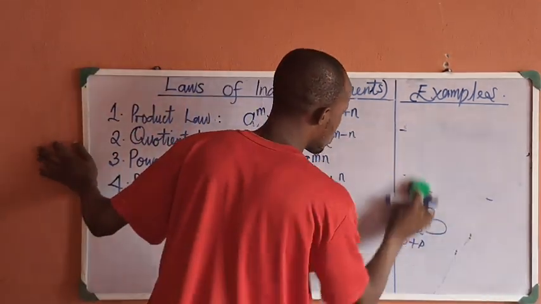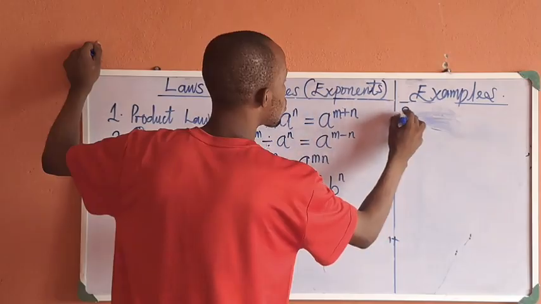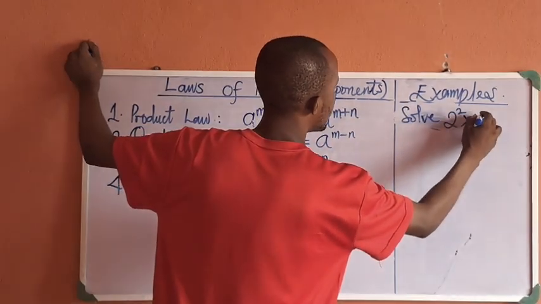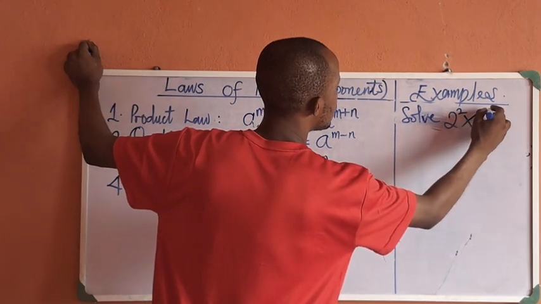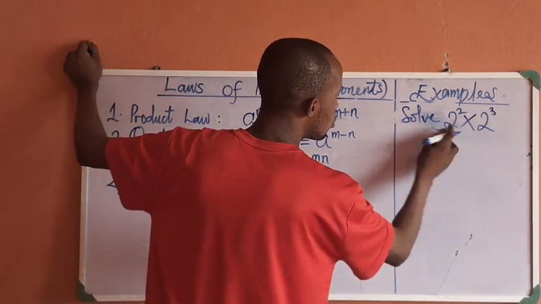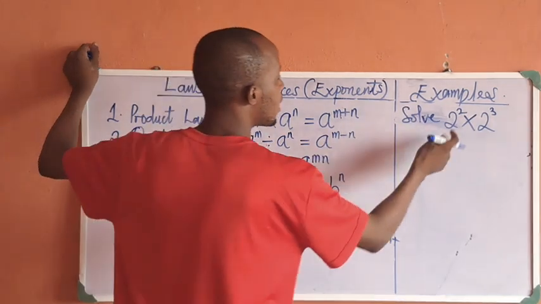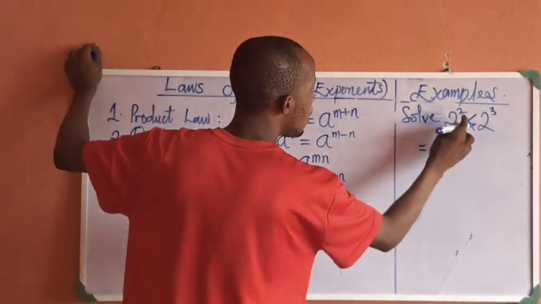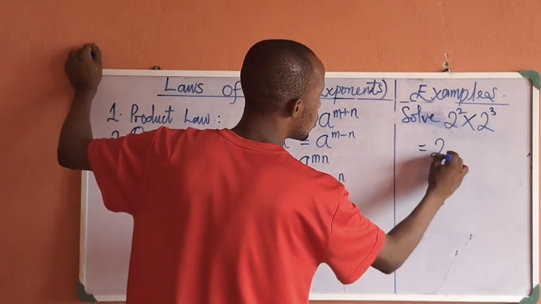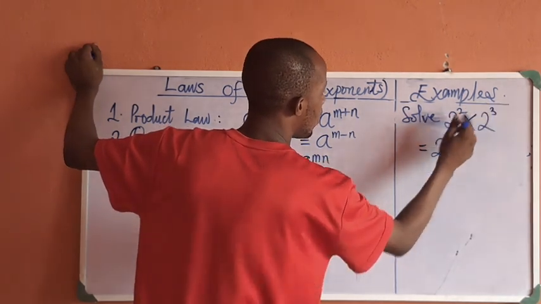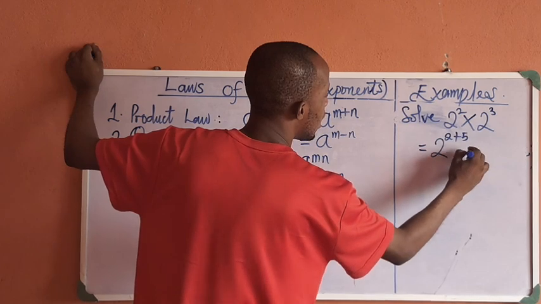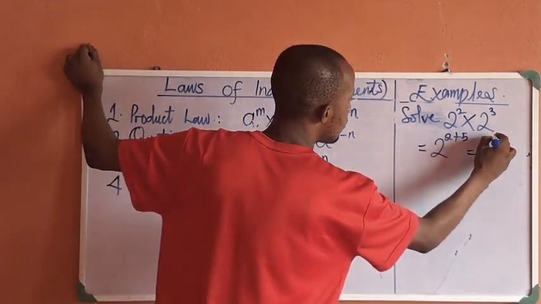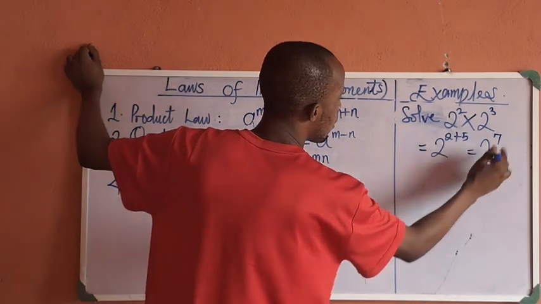Look at the example of the law. Solve 2 raised to power 2 multiplied by 2 raised to power 3. What do you have to do? You can see that we are multiplying 2 powers together, having the same base. What we do is simply pick one of the bases, which is 2. And instead of multiplying their power, add the powers together. And that will give you 2 having the power of 2 plus 5 will give us 7. 2 having the power of 7.